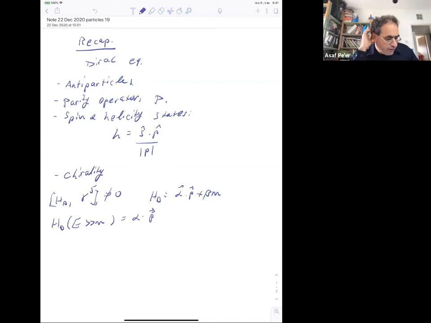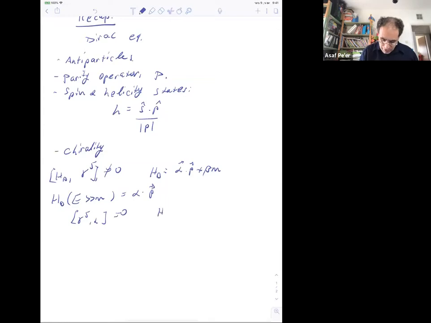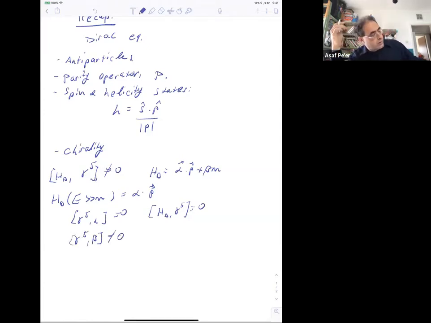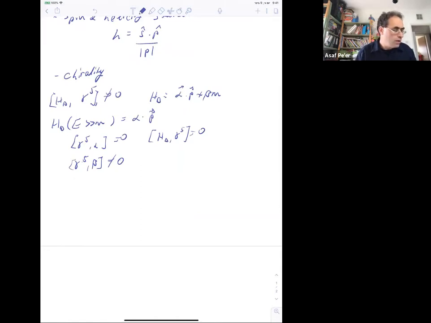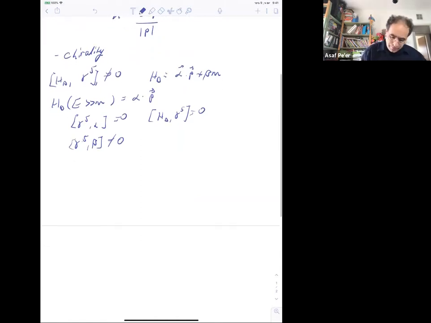And this does commute with gamma 5, because gamma 5 and alpha commute, the commutator is equal to 0. And so the commutator of H_D and gamma 5 is equal to 0. But gamma 5 and beta is not 0. And then the last point that I wanted to mention to you regarding the Dirac equation, actually I wrote some more, but I see we don't really have time, so I don't want to spend more time on that, is the chiral projection operator.